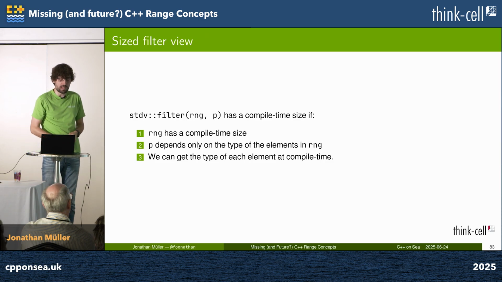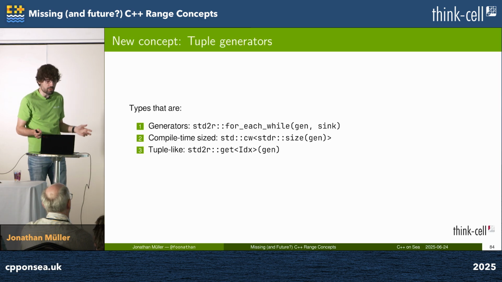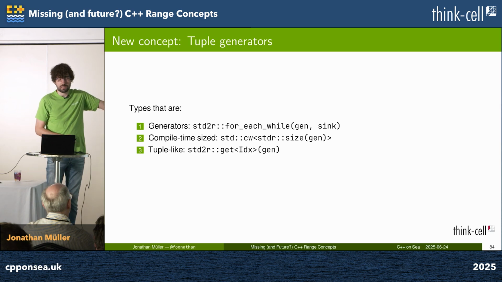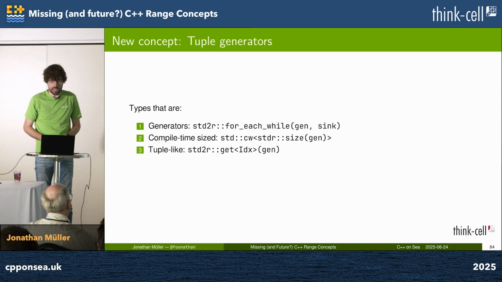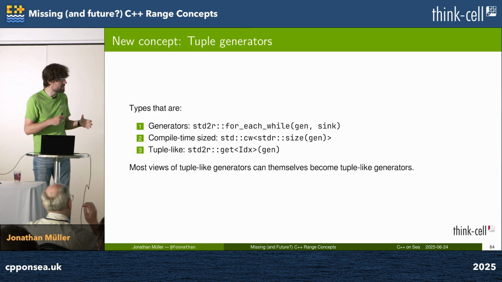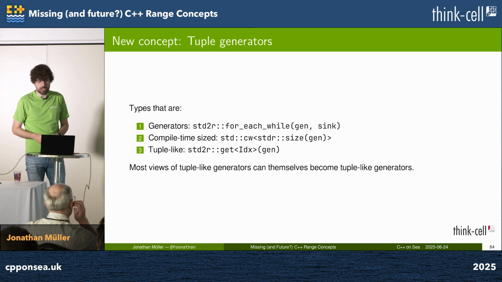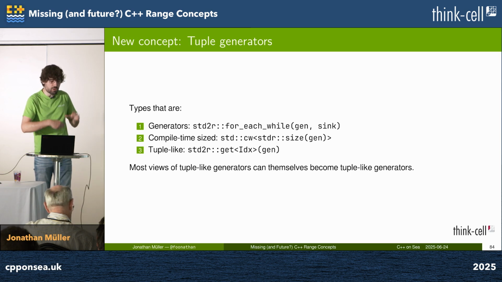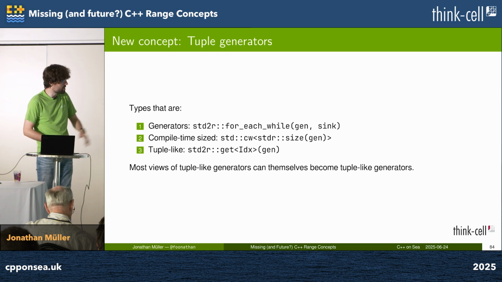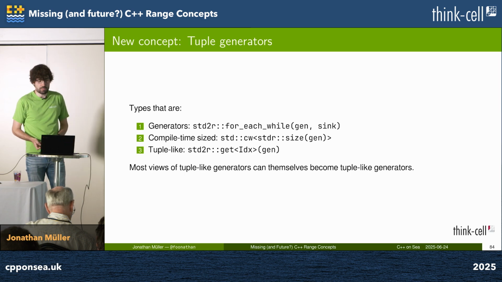And this is where we need to introduce a new concept called tuple generators. So a tuple generator is a type that is a generator, so we have for_each_while. It is compile time sized, and we give it the tuple interface. So we can get each element given a compile time sized index and can decltype that. And if you have a tuple-like generator, most views are themselves tuple-like generators. And the tuple generator is essentially the random access equivalent of a generator range, right? Because we have random access, not just the push model.